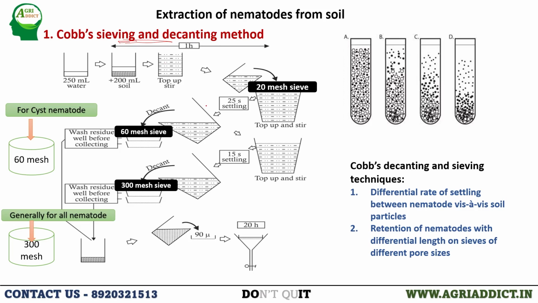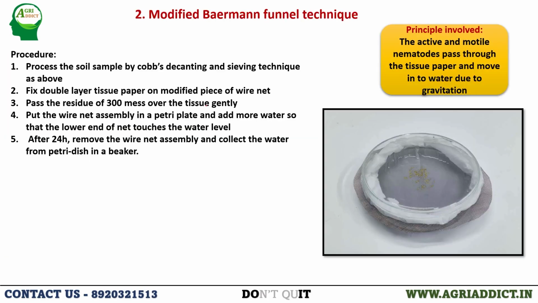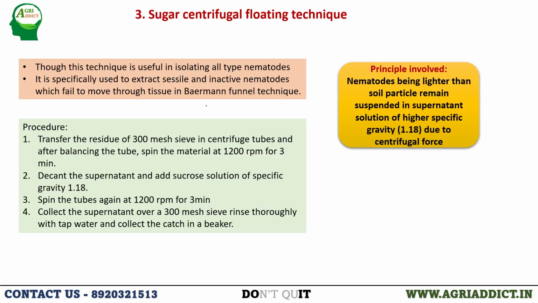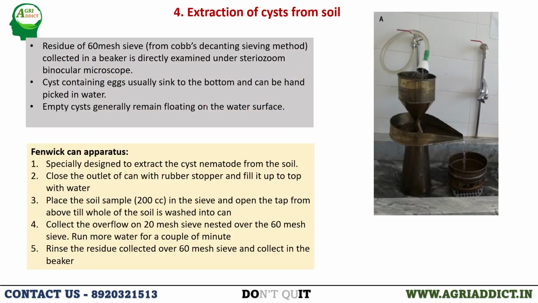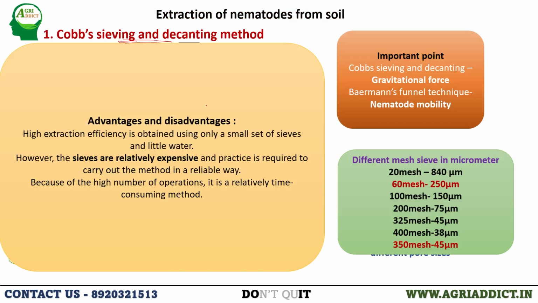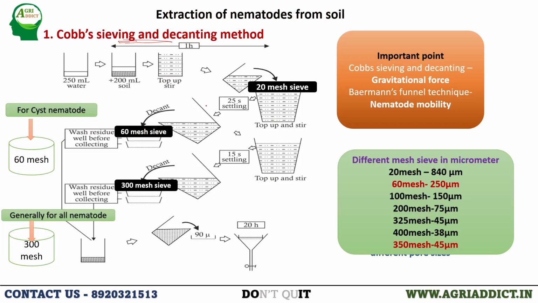And the next method is the modified Baermann funnel technique. And one more method is the sugar centrifugal flotation technique. And the next method is extraction of cysts from the soil. Like this, the method varies from nematode to nematode based on its nature, like its movement or its gravity. These methods will be followed.